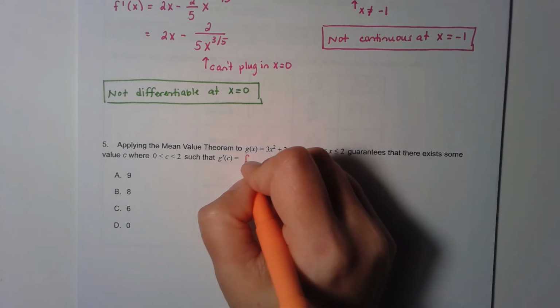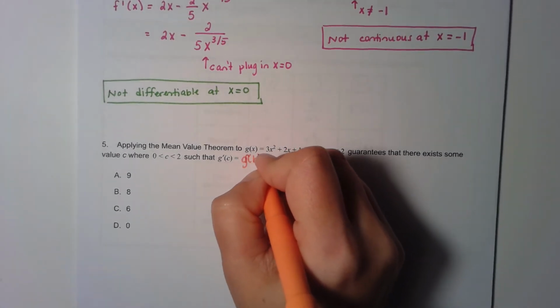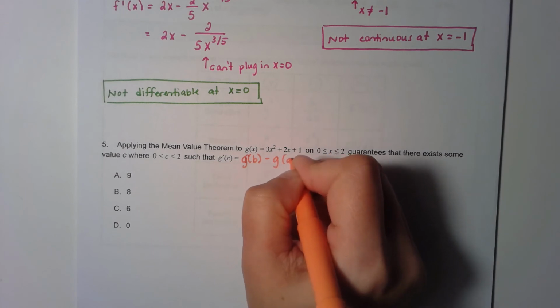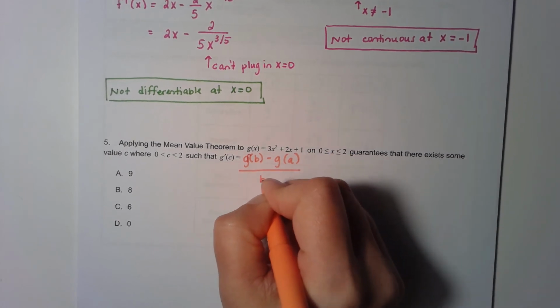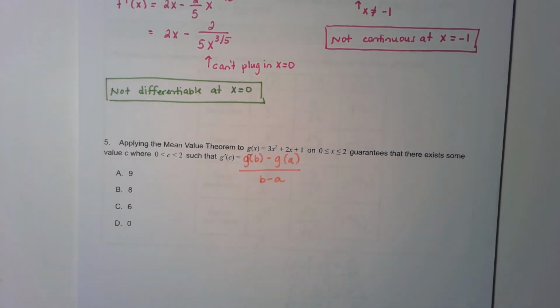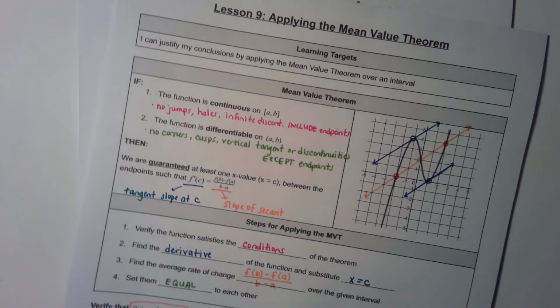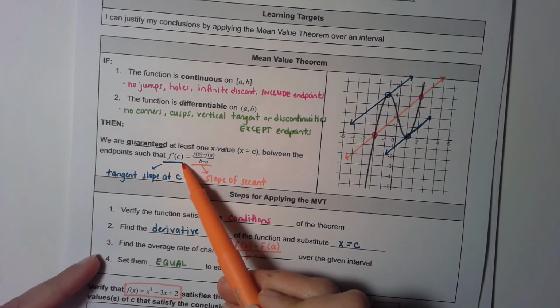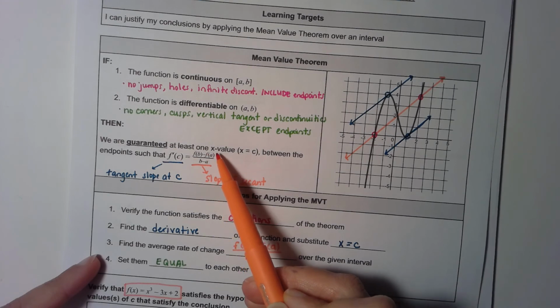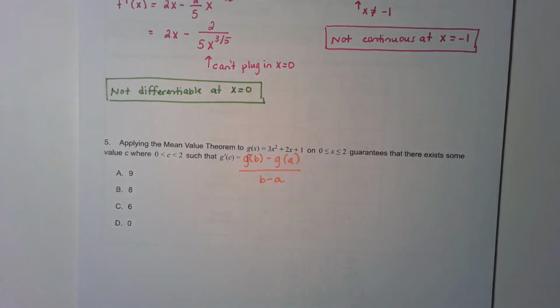The conclusion is that it has to be g of b minus g of a all over b minus a. That's the second part of the conclusion. If you look back at the original theorem, f prime of c has to equal f of b minus f of a over b minus a. In this case, it's just g. So g prime of c has to equal g of b minus g of a over b minus a. I'm just going to go ahead and find that, and then that's going to be my answer.